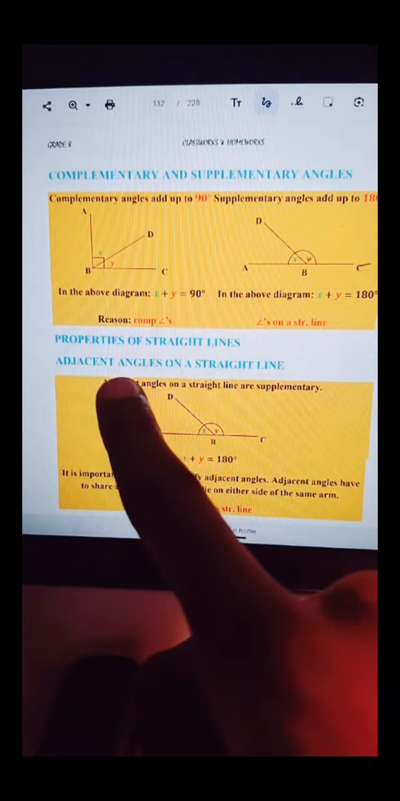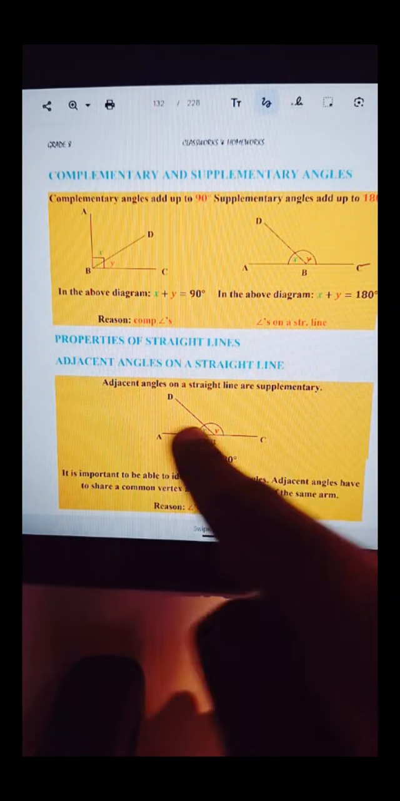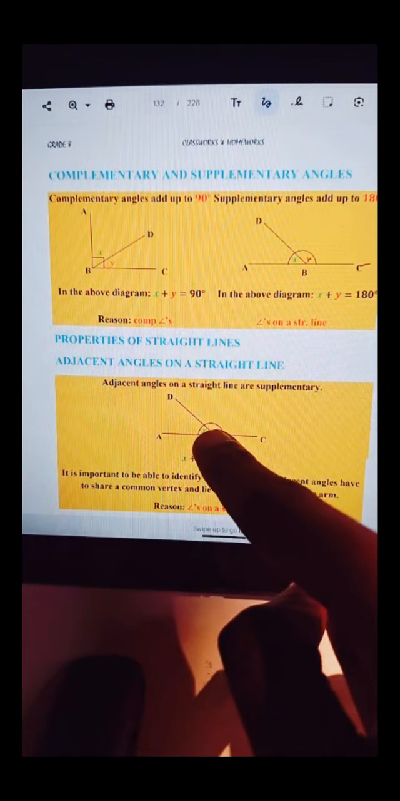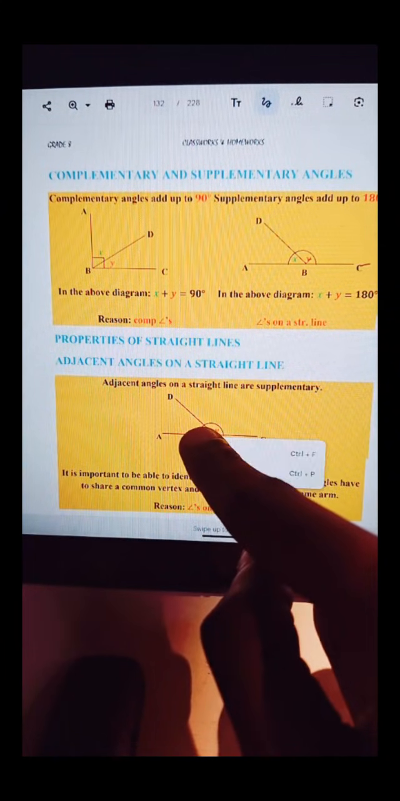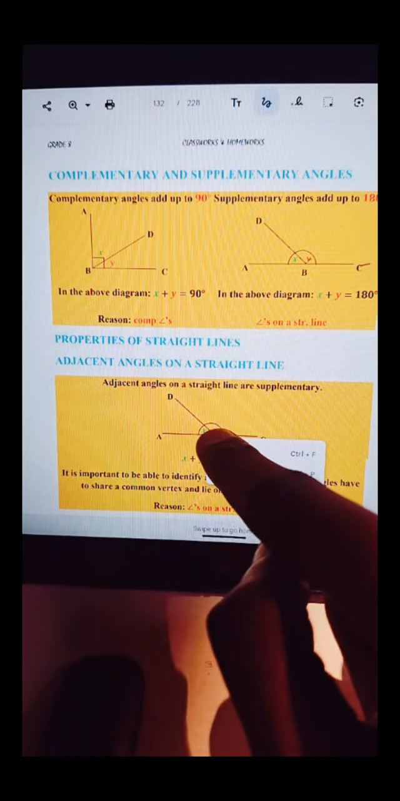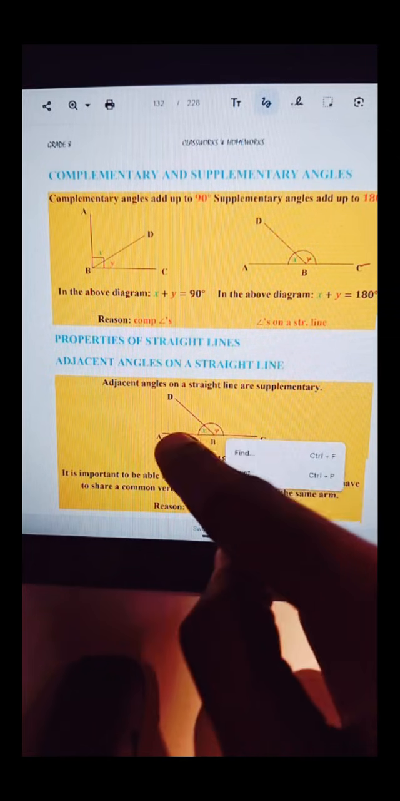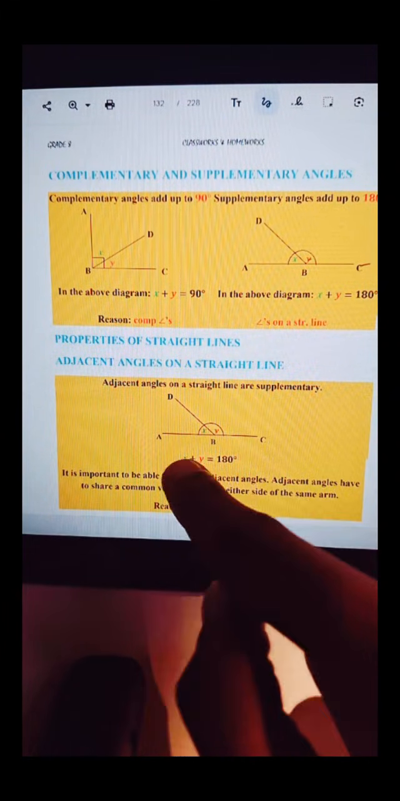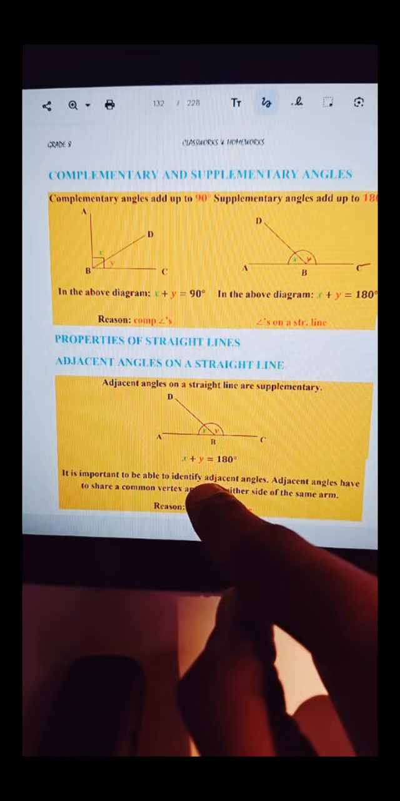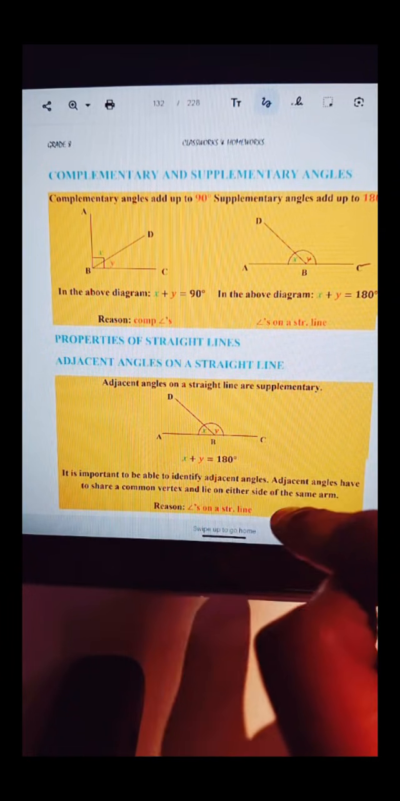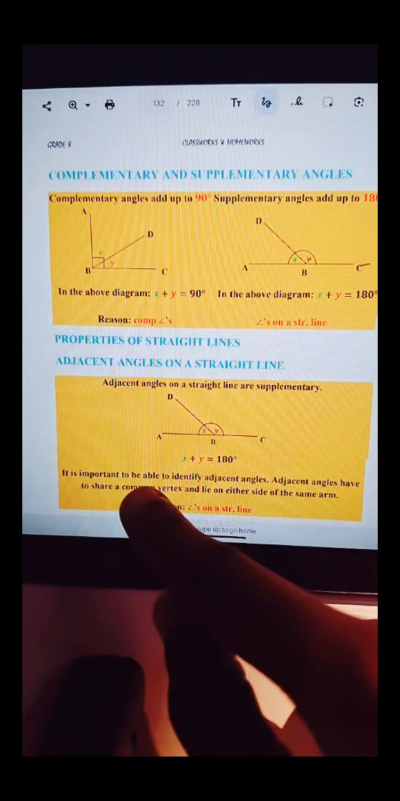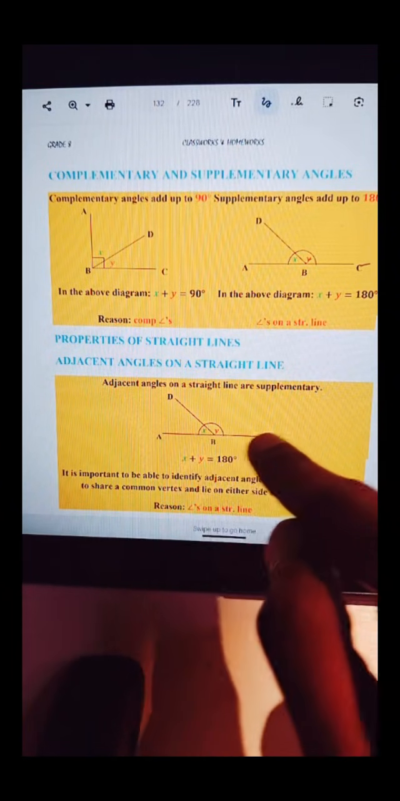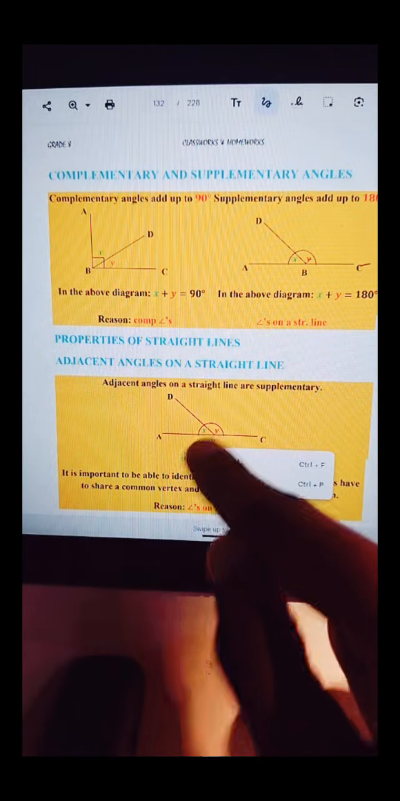Let's go to 180. Adjacent angles on a straight line are supplementary. So if you look at A, B, C, this is a straight line. Y and X are adjacent angles. They lie on a straight line. It is important to be able to identify adjacent angles. For you to say X plus Y is equal to 180, the adjacent angles have to share a common vertex. So here, ABC is a straight line, and B is a common vertex.